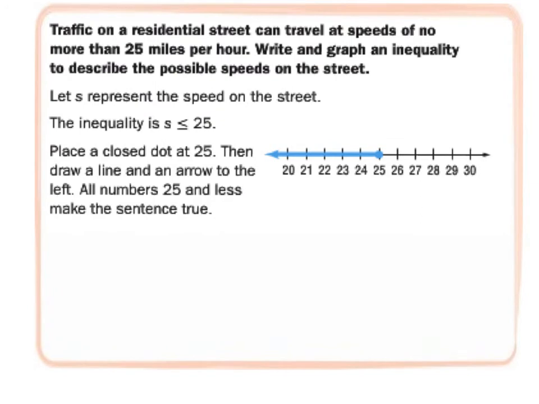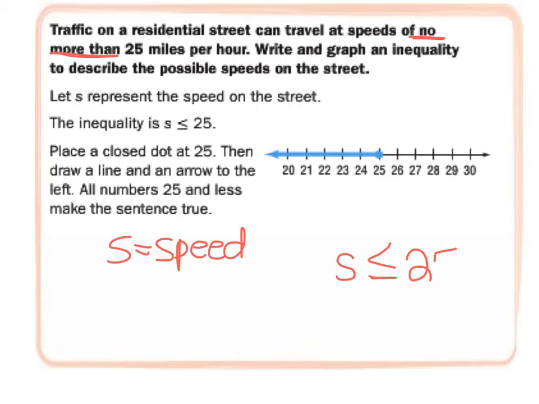Okay, now we have a word problem. Traffic on a residential street can travel at speeds of no more, that's important I'm guessing, no more than 25 miles per hour. Write and graph an inequality to describe the possible speeds on the street. So S is going to represent speed. And my speed cannot be anything bigger than 25. So my speed needs to be less than 25. Can it be equal to 25? Yes. Okay, so S is less than or equal to 25.